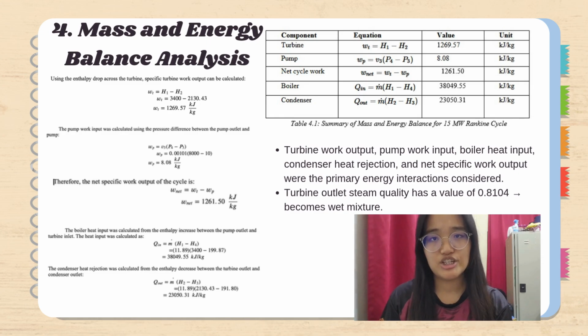The condenser heat rejection was then calculated from the enthalpy decrease between the turbine outlet and the condenser outlet. This value shows that the largest energy interaction in the cycle occurs during heat addition in the boiler and heat rejection in the condenser.